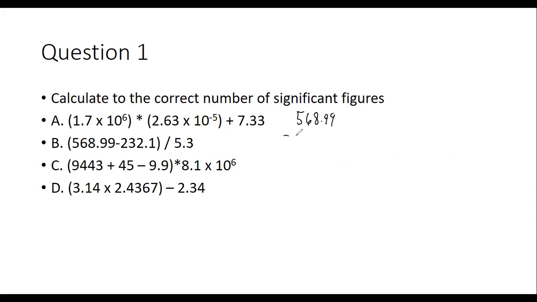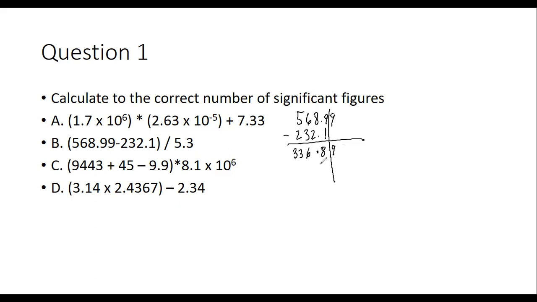568.99 minus 232.1. So this is addition and subtraction. So I'm going to line up the decimals, and I'm going to draw the line after whatever number had the fewest number of decimals. So that is 232.1. So my answer should only have one decimal. So when I do this, I get 336.89. Again, like in A, I'm not going to round until I'm done with every single calculation.